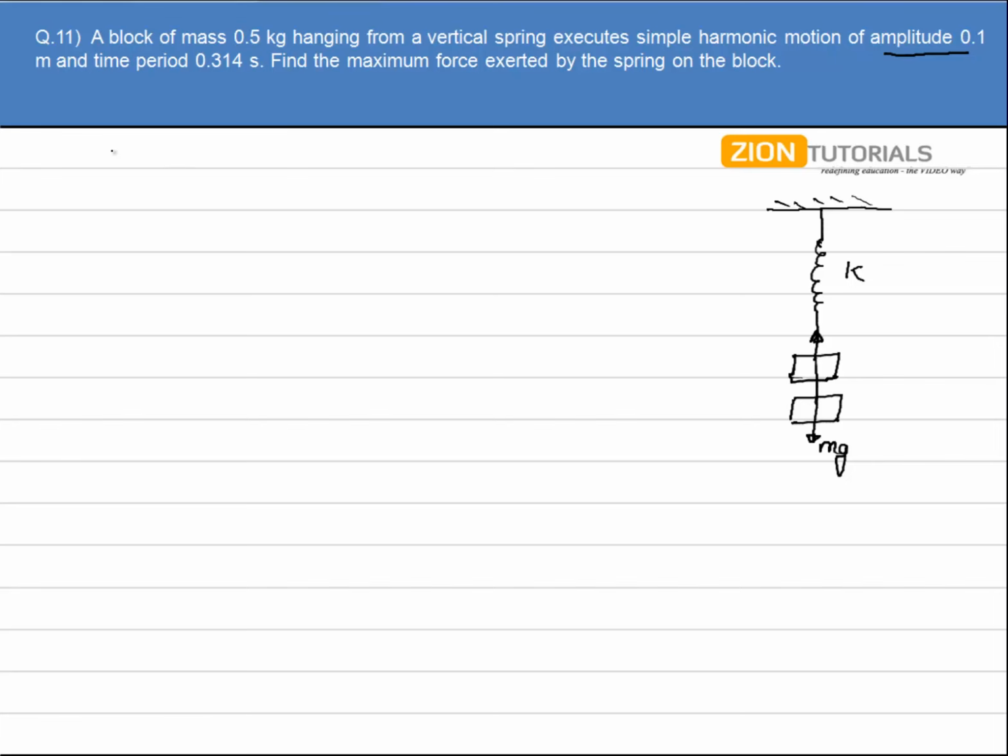Fine, so first, at equilibrium condition, that is when the block is at rest, at that very moment the spring force will be equal to mg, because that is an equilibrium condition, nothing is happening, the block is stationary. So the initial spring force will be mg.